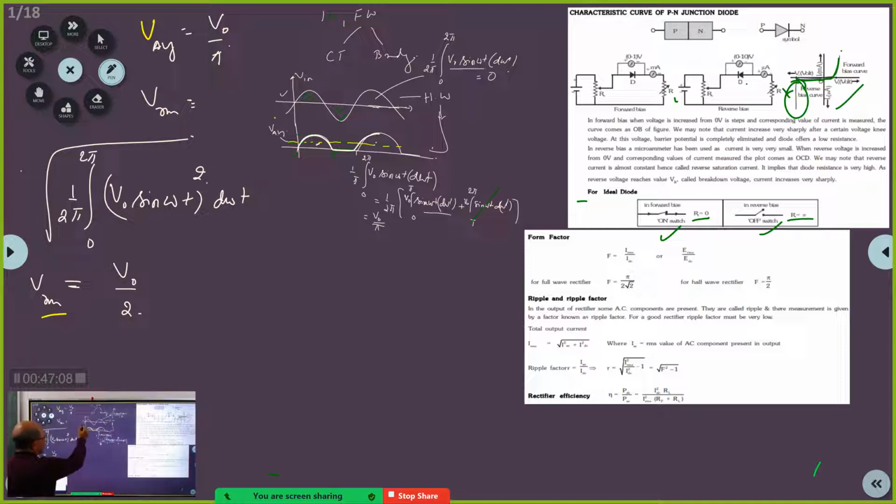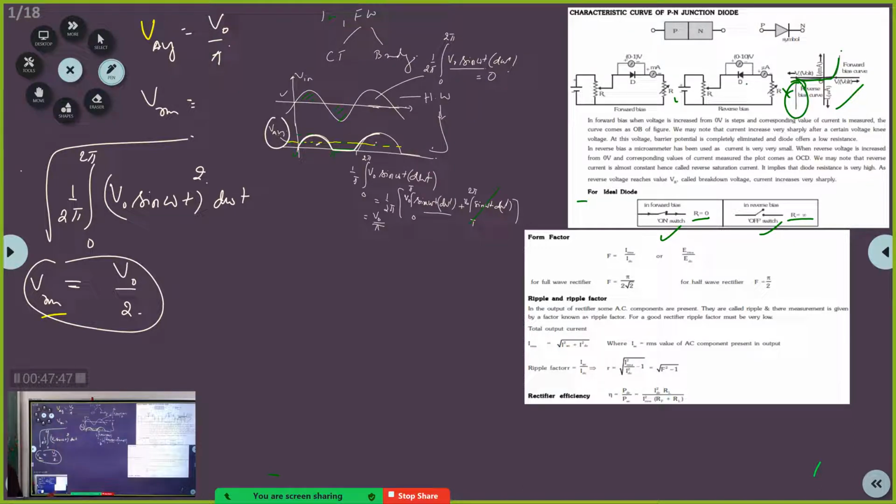VRMS is this. Now, where will you use this statistical average, V average, and where will you use this VRMS? Where will you use these two? When we are using the AC circuit, we should use VRMS. No, that's not the thing. Anybody else?